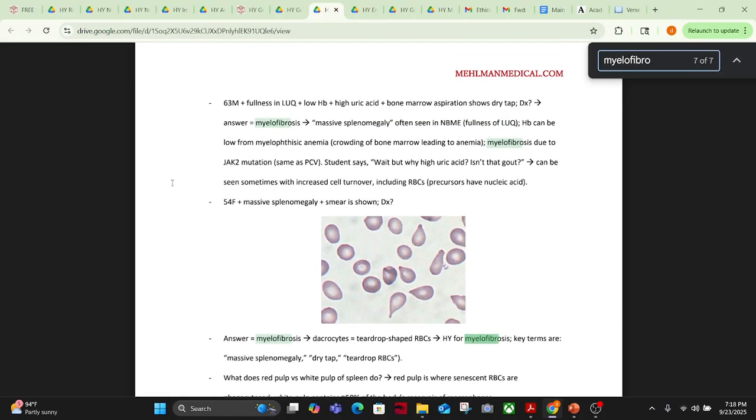A 63-year-old man with fullness in left upper quadrant and low hemoglobin and high uric acid and bone marrow aspiration shows dry tap. Diagnosis: myelofibrosis. You see massive splenomegaly, often seen in NBME. Hemoglobin can be low from myelophthisic anemia, which is crowding of the bone marrow leading to anemia.